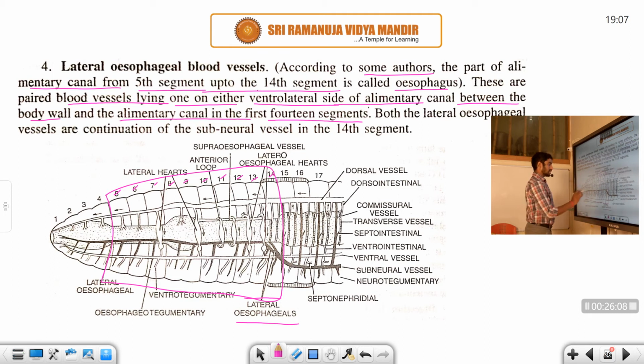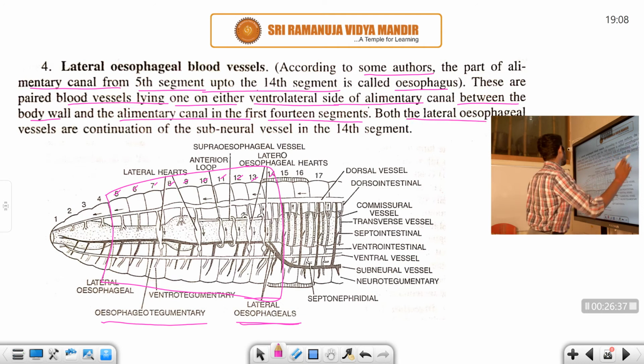This part, what is that? This part represents the esophagus region. In this esophagus region only, the blood vessels are occupied here now. That is called, you can see, the esophageal tegument, and here the lateral esophagals. And these are the blood vessels that are there, no students. It is known as the lateroesophageal blood vessel.